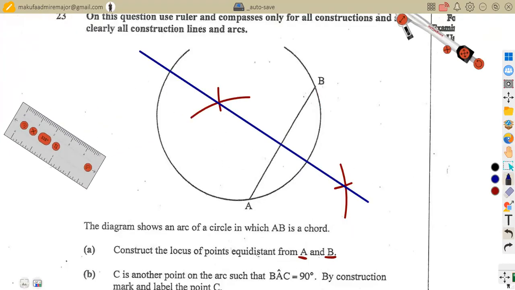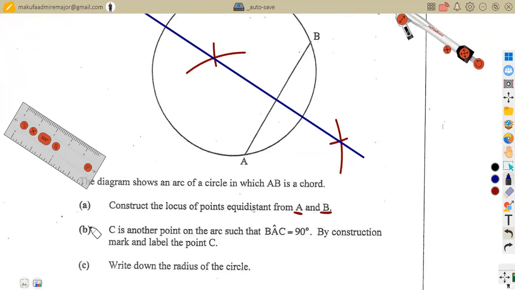All right, then the other part of the question now is, let us take note. C is another point on the arc. So C is found on the arc such that BAC, from B to A to the point C, we are supposed to form 90 degrees, because it's supposed to be on the circle. That's what they are saying. All right. By construction, mark and label the point C. We are supposed to do this by construction. So which idea are we supposed to use so that from B to A to C, we form 90 degrees?